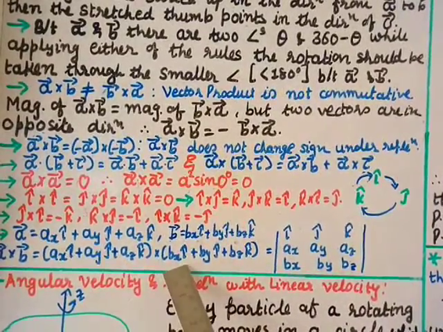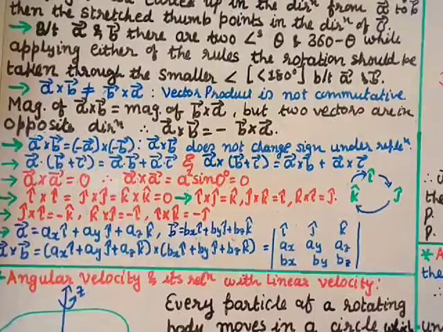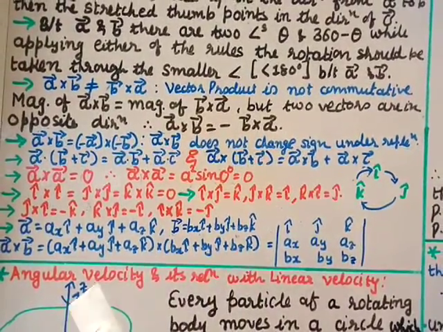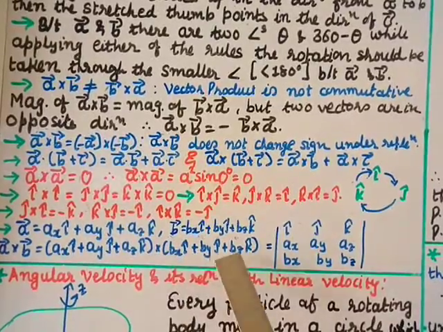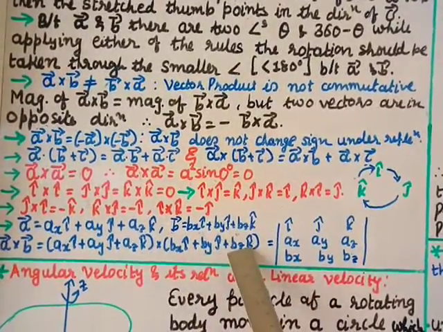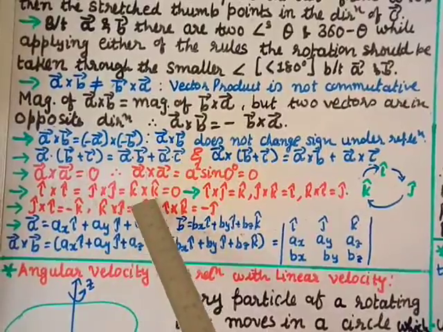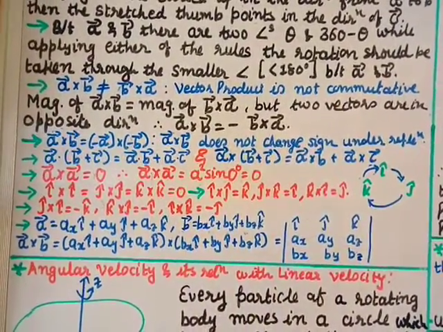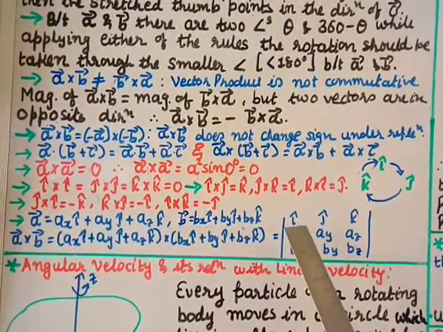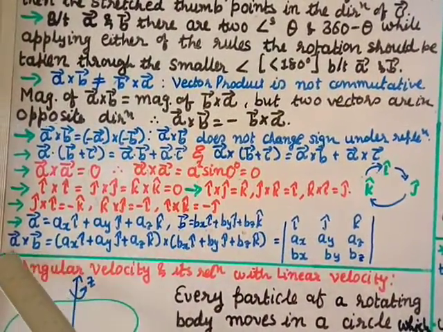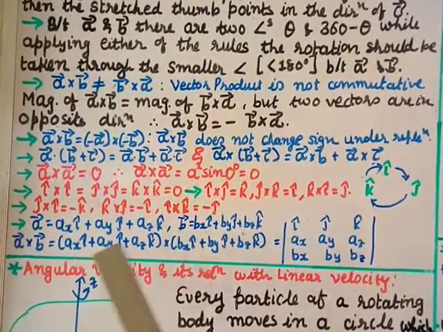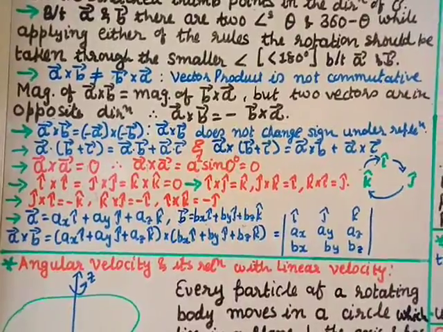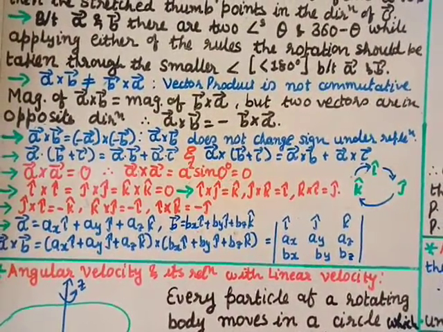Then k cross I will be j cap, k cross j will be minus I, and k cross k is 0. So if you simplify that, then you will get a determinant. This we can write as a determinant with I, J, K in the first row; the first vector is A, so AX, AY, AZ; the second vector is B, so BX, BY, BZ. And this we can use to find the cross product of two vectors.